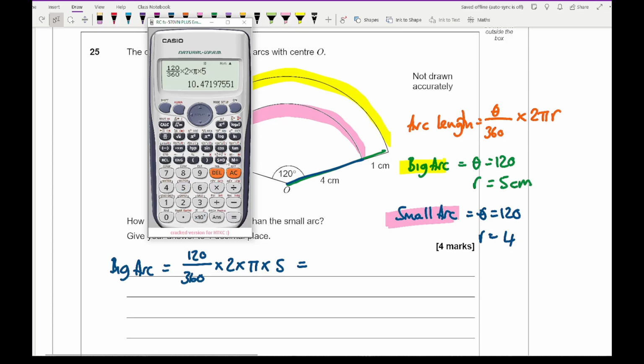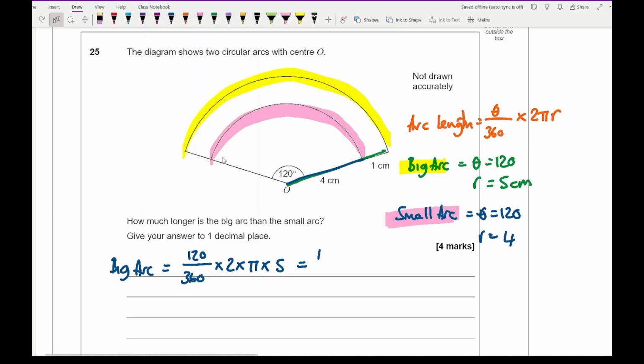Now you could leave it in terms of pi, so let's just write 10 over 3 pi. Or you could write it as a decimal, which was 10.47197551. Now the key thing to remember here is that the question does want you to give your answer to one decimal place, so it's important that we are using accurate values.